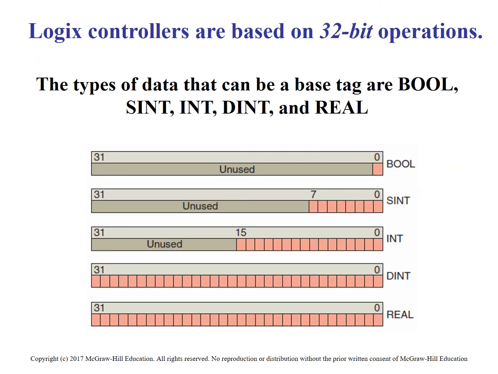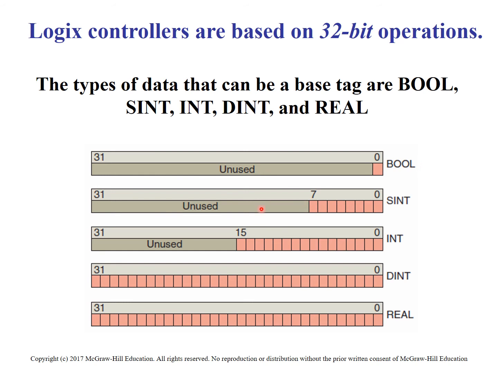Here are some of the different data types. As you can see here, we've got Boolean, single integer, which is 8 bits, integer, which is 16 bits, and then double integer and real are both 32. One of the things that we do know from the operations of the ControlLogix platform is that it is a 32-bit based operation. Notice how even the Boolean here, let me pull up the laser pointer, even though you may only assign 1 bit to Boolean, it actually utilizes an entire 32-bit word. So it may only be operating off 1 bit, but it's actually using 32 bits.